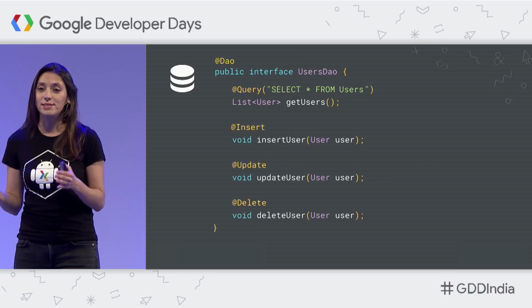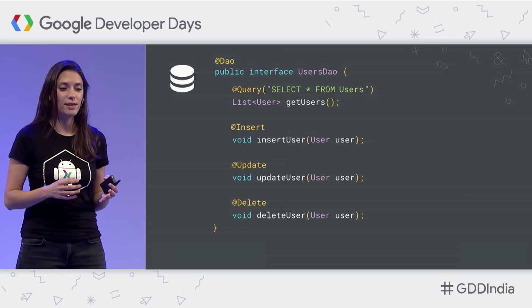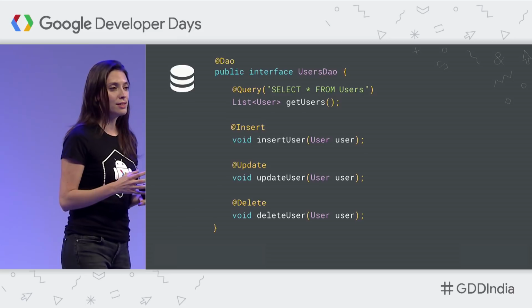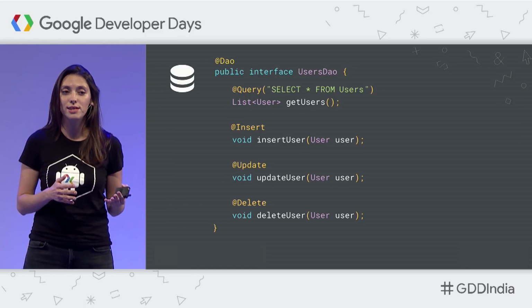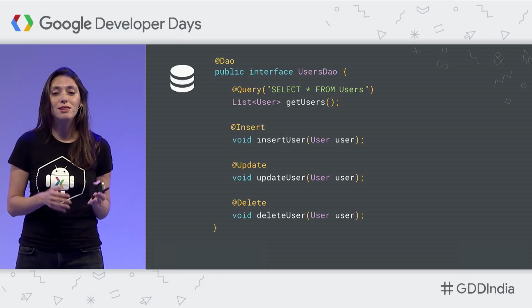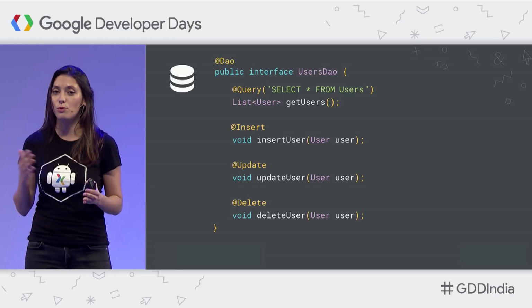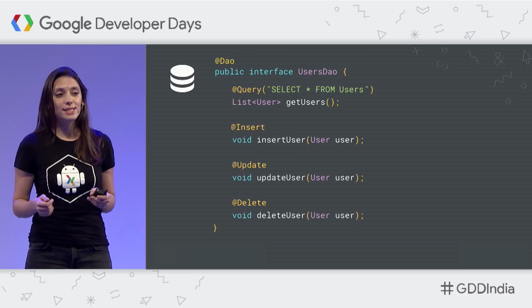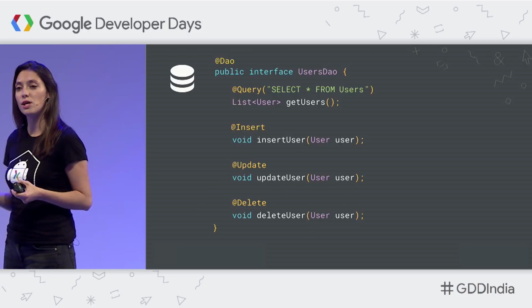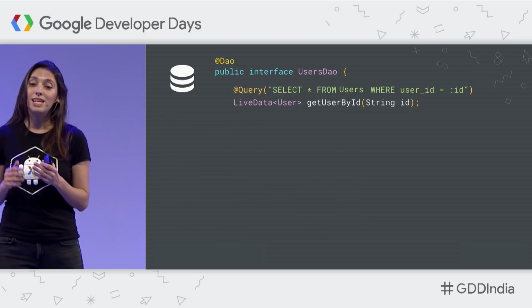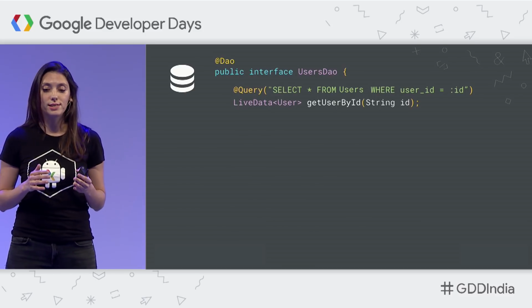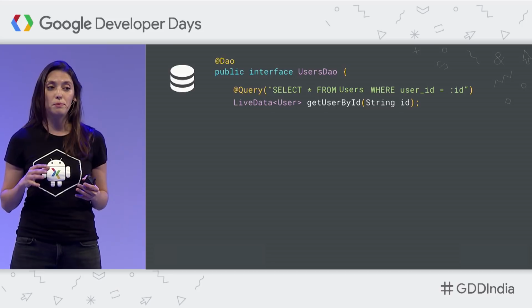To actually access the database and work with the data there, we use the data access objects. So we create an interface or an abstract class, we annotate it with DAO, and then there we define the methods that work with our database. These can be query, insert, update, and delete. Queries can also return live data objects, making this query an observable query.